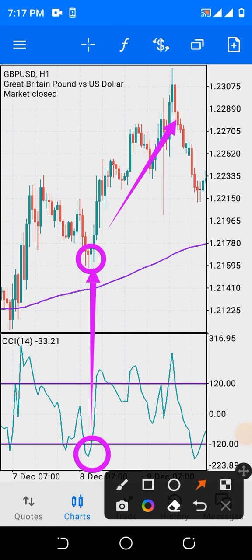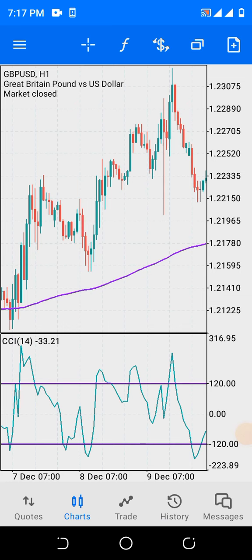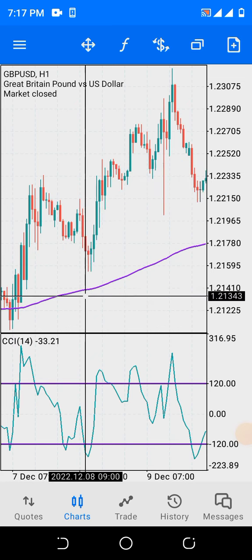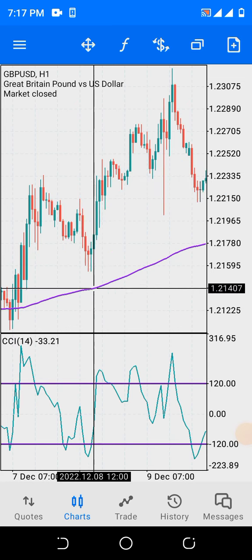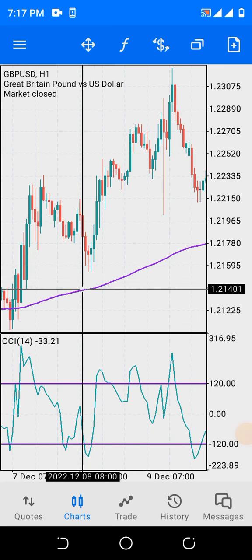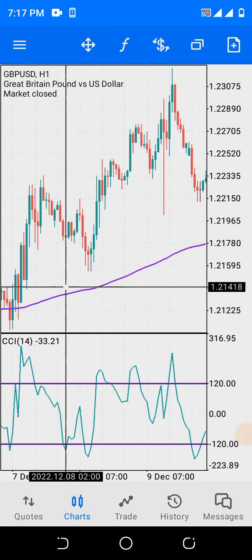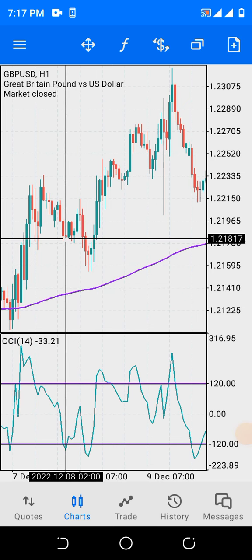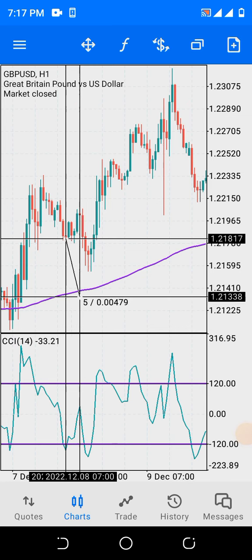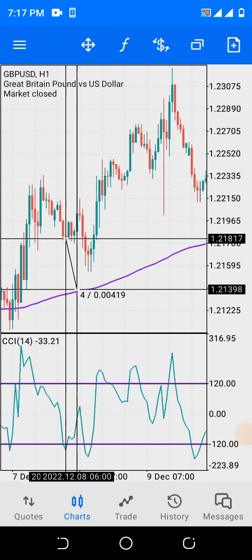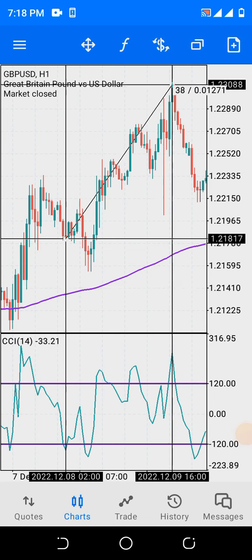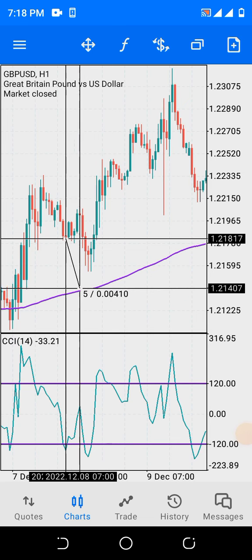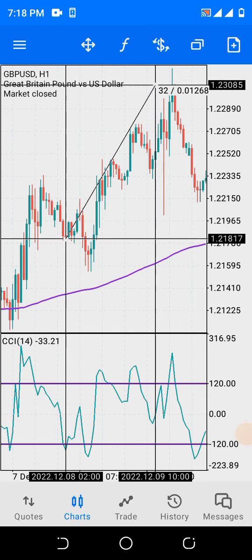Now somebody might ask, where should be our stop loss? Making use of this strategy, our stop loss should be just at the moving average. If we make our entry from this point here, our stop loss should be at the moving average here. So the whole of this is our profit. Do you understand?